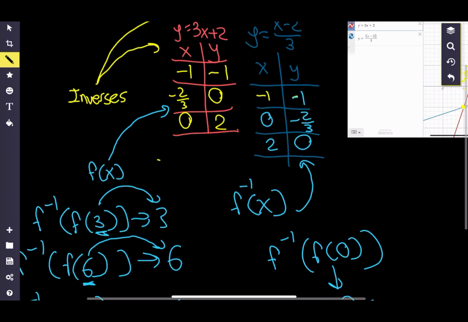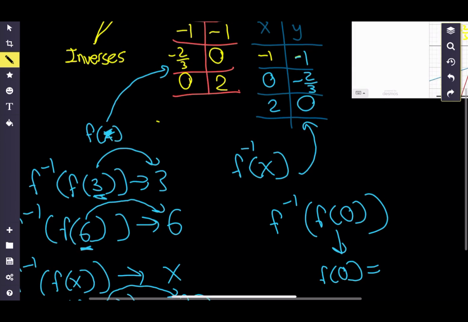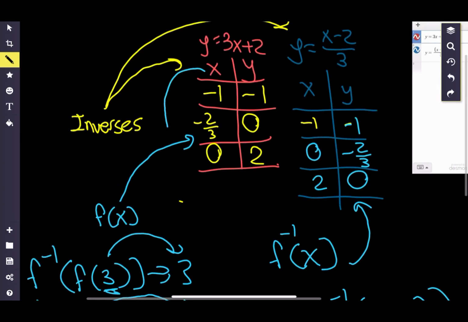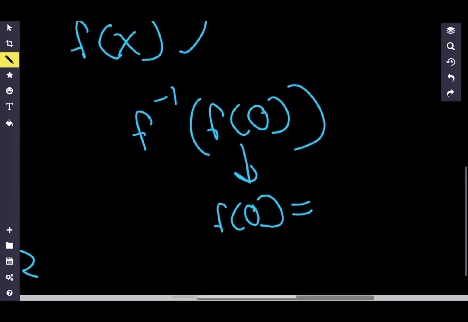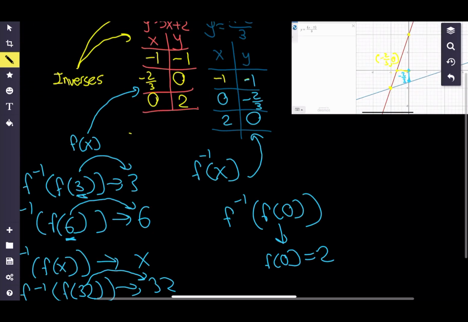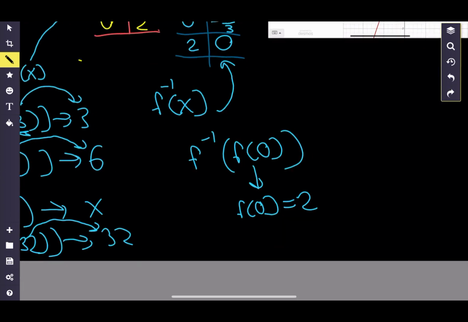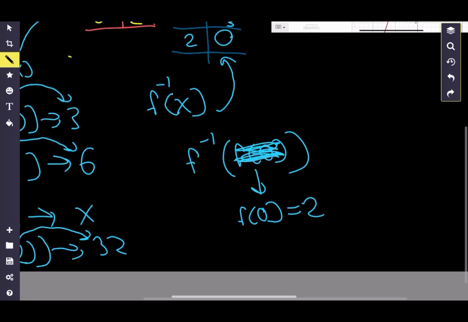Well, this is the function f of x. When we plug in 0 for x, our y value is going to be equal to 2. So f of 0 is equal to positive 2, because when we plug in 0 for x, we get a y value of 2.